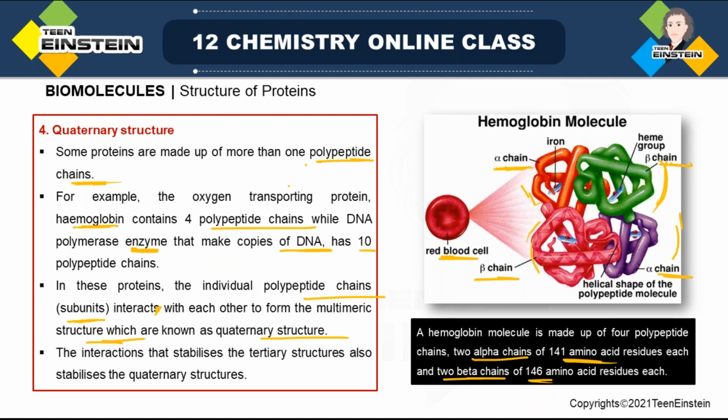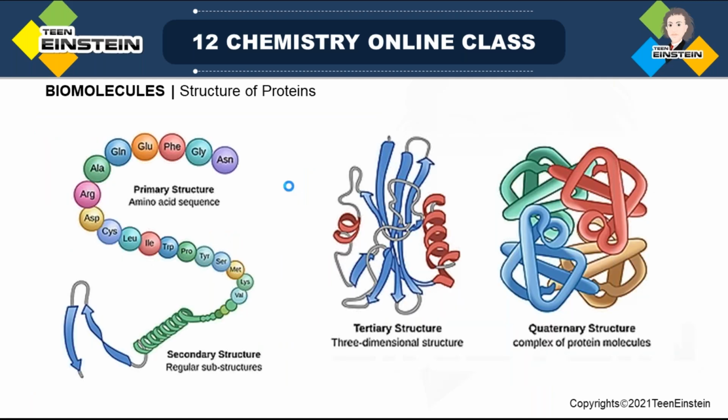So now we have discussed all the 4 structures, and if you see all these structures simultaneously in one place, it will be something like this. So this is the primary structure, that is, the sequence of amino acids, and gradually if you move to the next hierarchical position, this is the secondary structure.